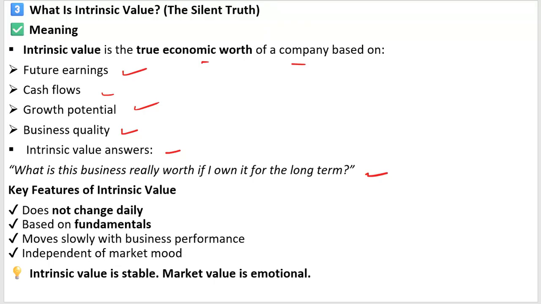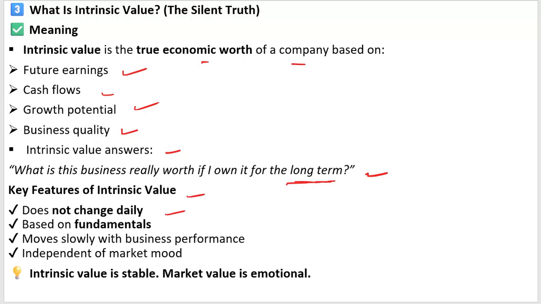What are the fundamentals? The company's performance, the present and past profits and future earnings, the cash flow, and the potential of the company in the coming future, the growth potential, and also business quality, the type of quality of the business. And what does intrinsic value answer? What is the real worth of the business if I own it for the long term, mind it, long term. Key features of IV.